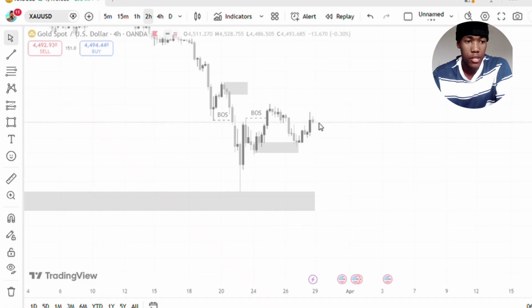In this trade, I was actually able to capture a really good amount of money. I made really good money on this trade.